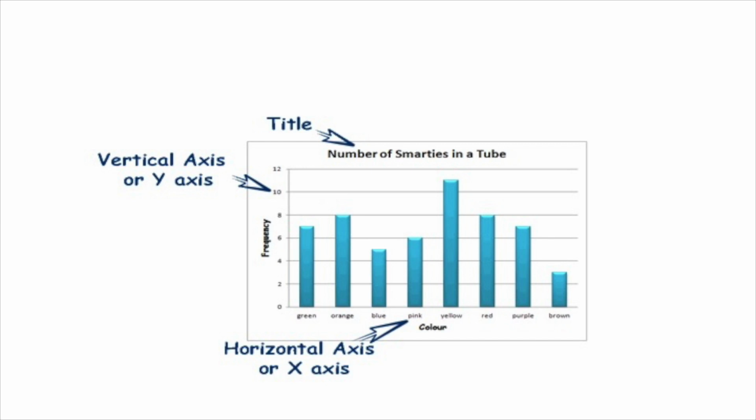The title is always at the top. The horizontal axis always at the bottom. And the vertical axis always on the side. Any questions, guys? Okay, that was excellent. Well done.